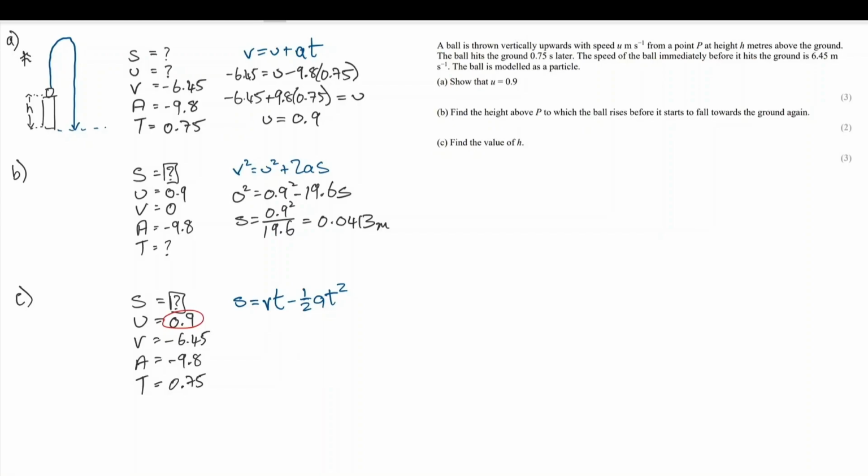Avoiding using u leaves us with s equals vt minus half at squared. Substituting in our numbers, and we get negative 2.08. Well, if that's the displacement, that's not quite the answer for the height. Height is a scalar and will always be positive. So the height is 2.08 meters. That's the original height that the particle was projected from.